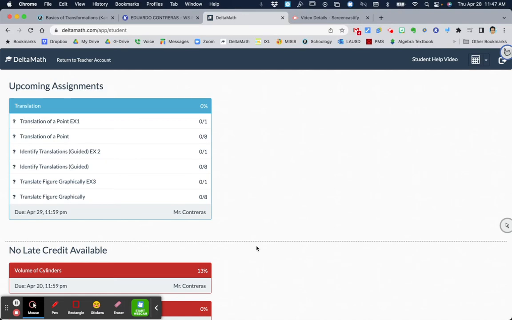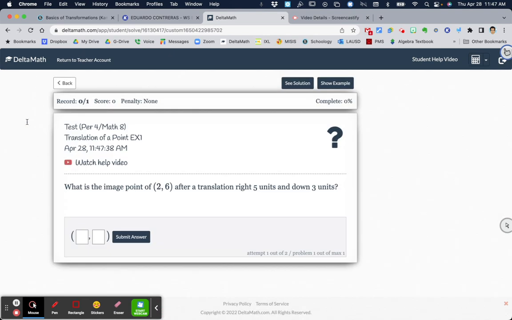All right, so we are going to start this assignment with 3 examples, examples 1, 2, and 3. The first one will show you how to answer questions like translations of a point. And so they give you an image point. So we want the image point of 2, 6 after a translation, right 5 units. So we're going to go right 5 units and down 3 units. So this is our pre-image point, 2, 6.